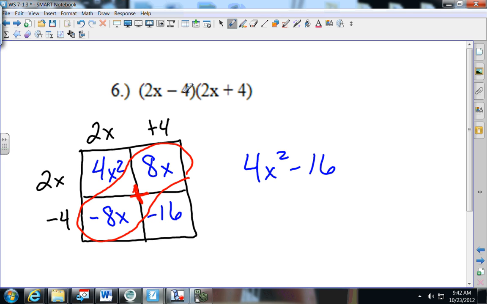This is happening because, look, these two things, the numbers in the parentheses are the same, but what's the only thing that's different? The subtraction and the addition. See right there? Other than that, these two parentheses are the same. Just one is adding, one is subtracting.